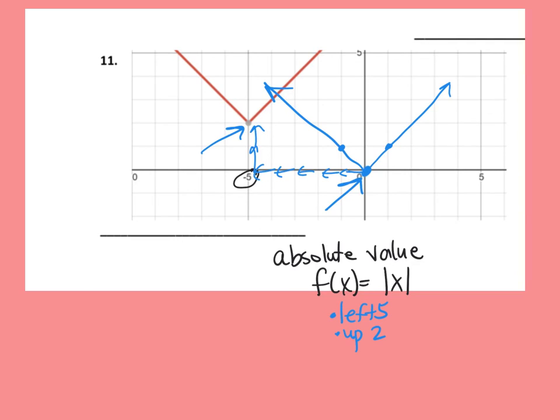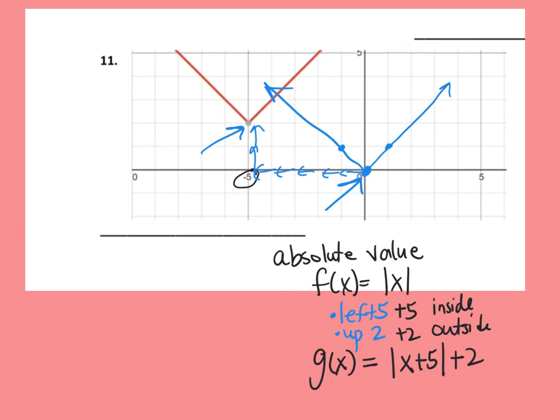Okay. So left 5 would be a plus 5 on the inside. Up 2 would be a plus 2 on the outside. So my new function g of x, and it really doesn't matter what notation you use, would equal the absolute value of x plus 5 inside, and plus 2 outside. And that would be the answer to the last one.